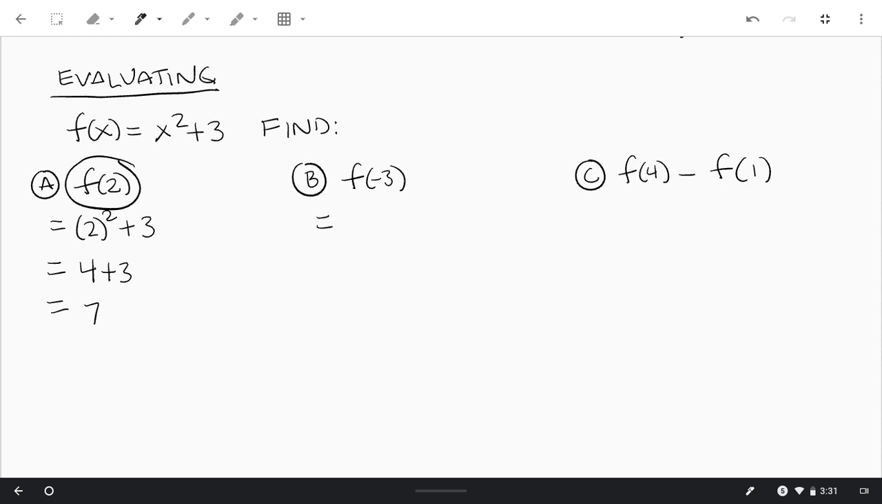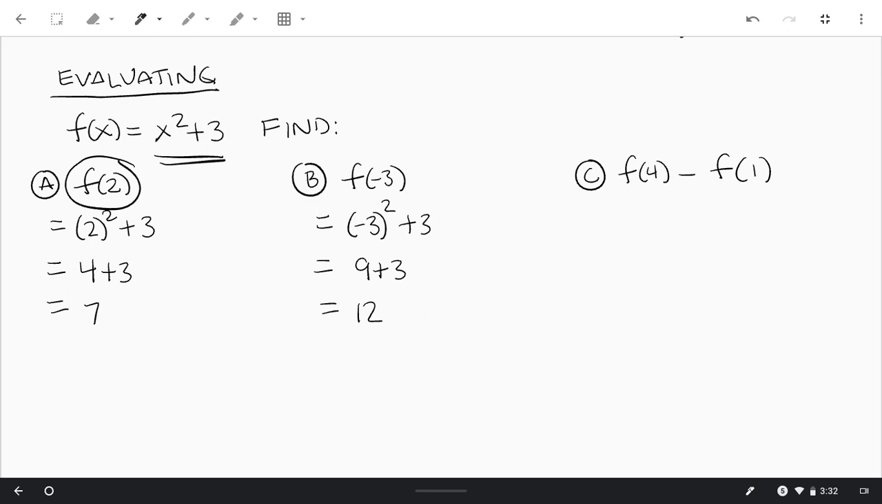Okay, so over here, letter B, I would go ahead and replace the x with -3. So I'll do -3 squared plus 3. Okay, so here I get 9 plus 3, which is 12. Okay, so all I'm doing is plugging in the number into the function right there.